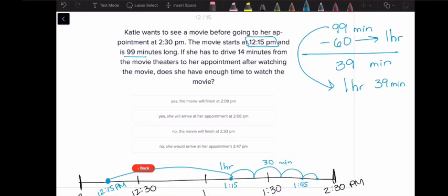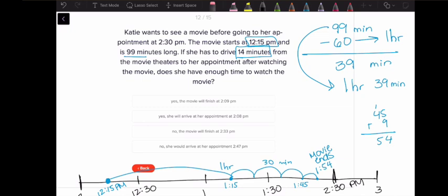So 45 plus 9 lands me at, let's see, 45 plus 9. That's going to be 4, carry the 1. So it's going to be 1:54. The movie finishes. Movie ends. She needs to drive 14 minutes. So from that 1:54, let's add 14 minutes.